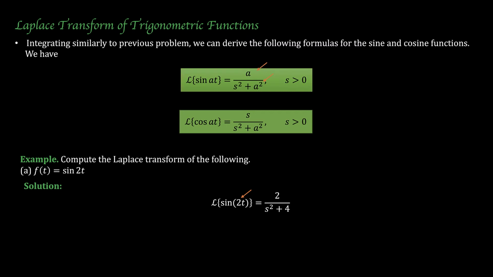So if I do that, that would be 2 over s squared plus 2 squared. And I have that down here. So 2 over s squared plus 2 squared would be 4. And that's how we get the Laplace transform of sine of 2t. Let's go ahead and keep practicing a little bit more here.